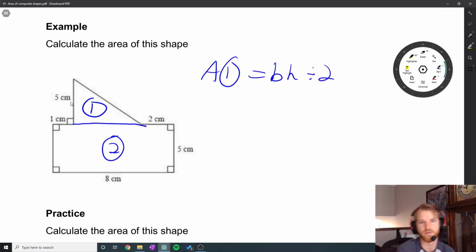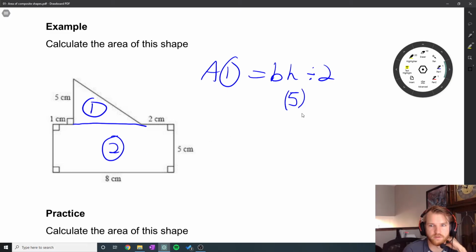So the thing that makes this a little trickier is that we have the height of this triangle. The height here is 5, but it doesn't tell us the base. It doesn't tell us what this measurement is here. So we need to figure that out by looking at the rest of the shape.